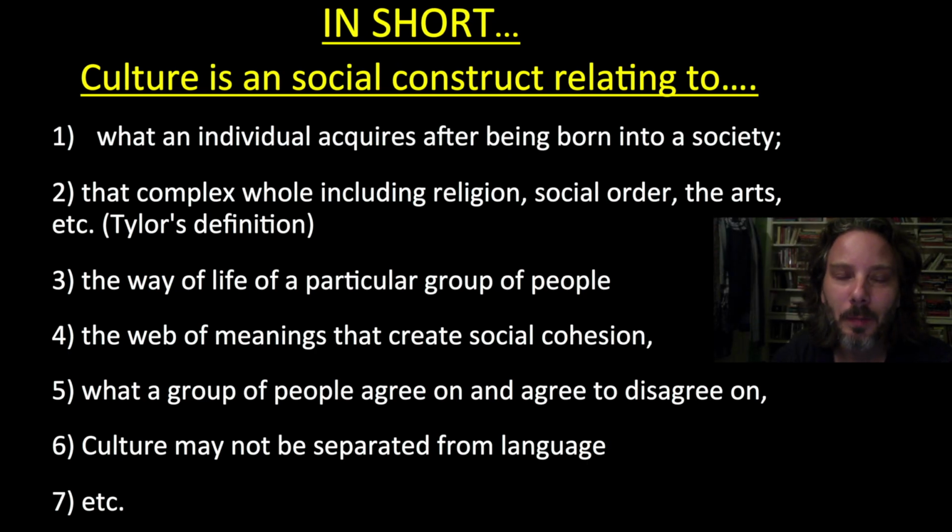In conclusion, culture is a social construct. It's what an individual acquires after being born into a society. It's that complex whole, including religion, social order, the arts, etc. It's the way of life of a particular group of people. It's the web of meaning that creates social cohesion. It's what a group of people agree on and agree to disagree on. Culture may not be separated from language, etc.